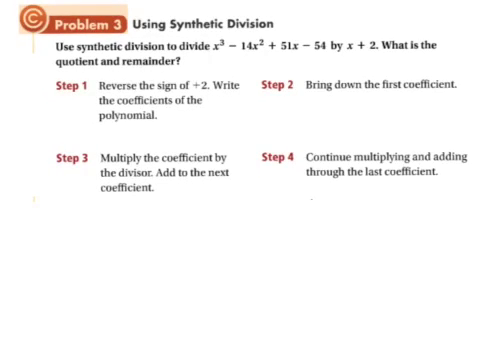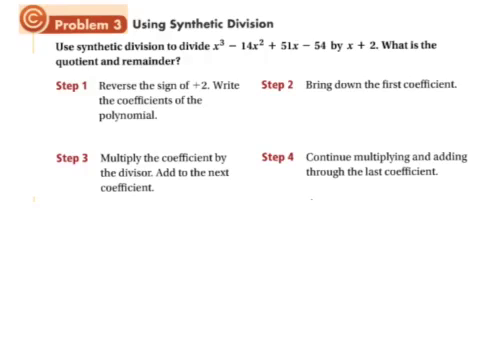So if you read the directions, it's telling you to use synthetic division. We're dividing this cubic by x plus 2. What's the quotient and the remainder? So you're still dividing, you're still getting a quotient and remainder just like you would with long division. This is just a shortcut.